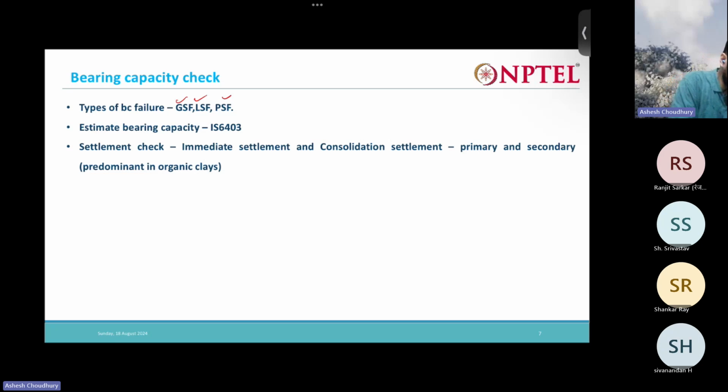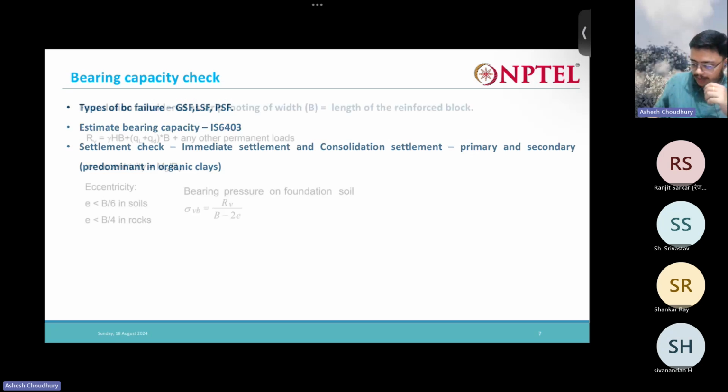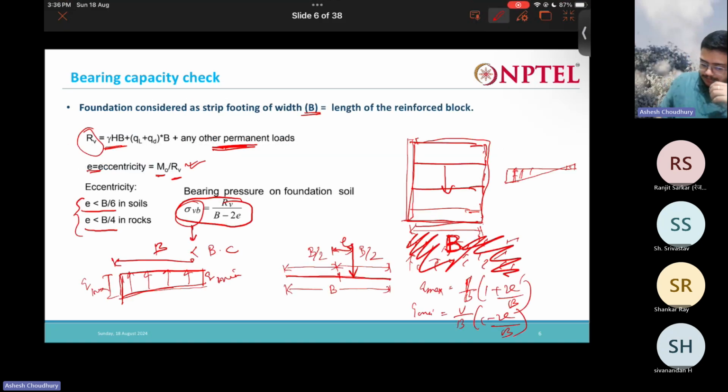So we won't go much into detail. All these things are already discussed in basic soil mechanics courses, so we won't be dealing with them in detail. Now I said one thing, right? The pressure that is coming should be less than the allowable bearing pressure of the soil.